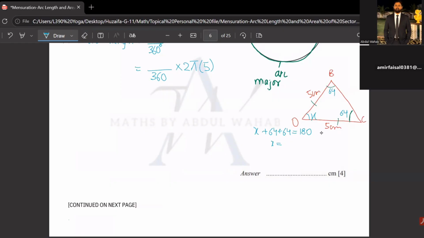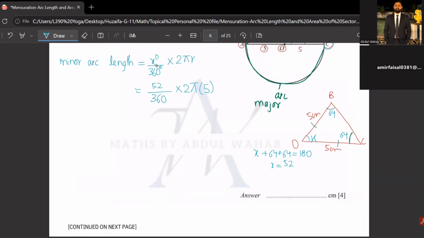Can you tell me the value of x? Value of x is 52. If we just plug in the value 52 here, now tell me the answer for this question, the minor arc length. What is the answer for this calculation? 52 over 360 multiplied by 2 pi 5.